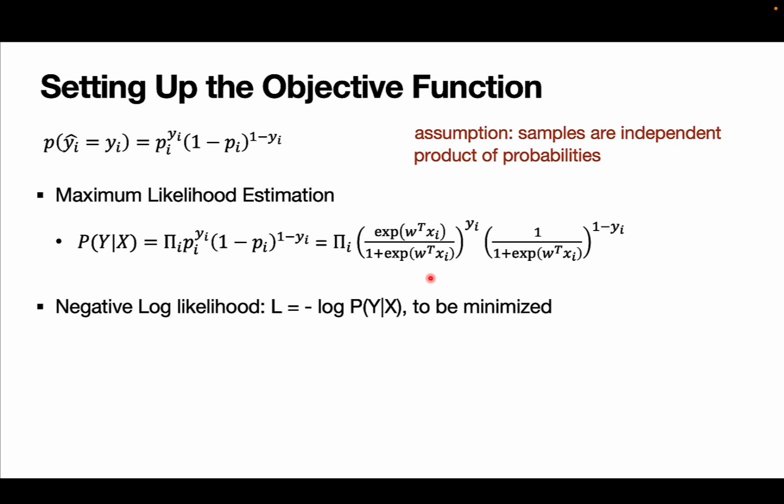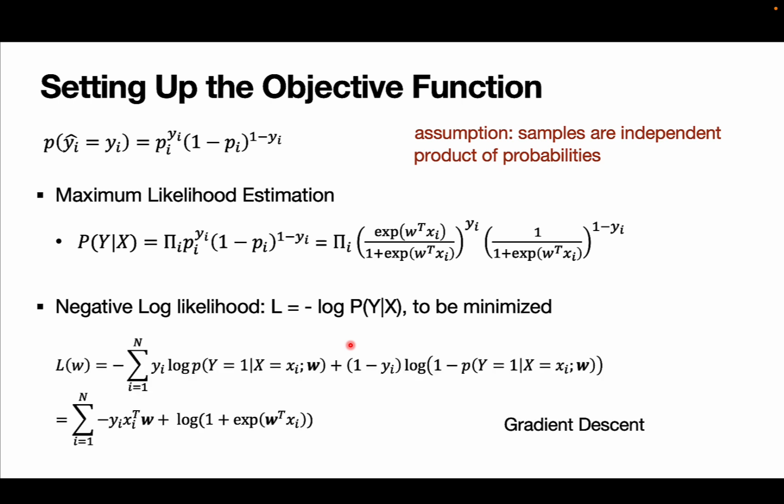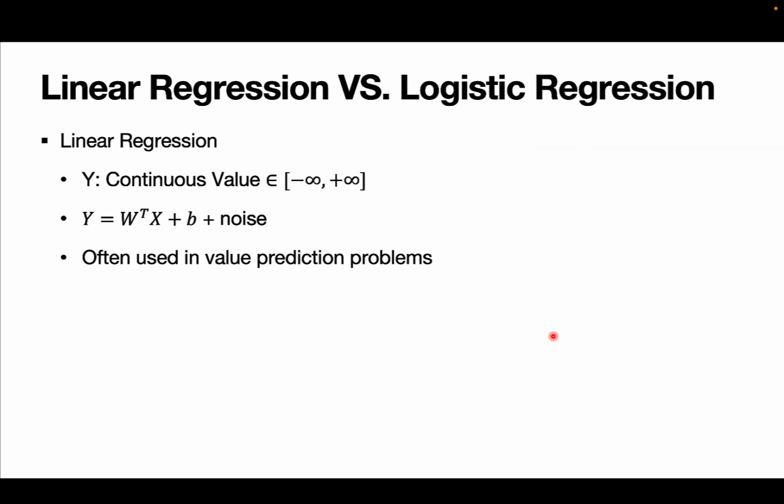It turns out that instead of maximizing the likelihood, it's much easier to minimize the negative log likelihood. This function measures how well our model predicts the labels. Finally, substituting the terms, we will get a formula, and then we apply gradient descent to solve this formula and get the parameters. What is the difference between linear regression and logistic regression?